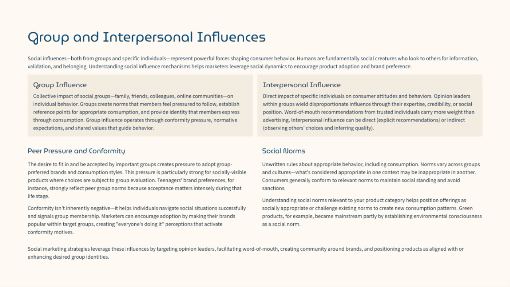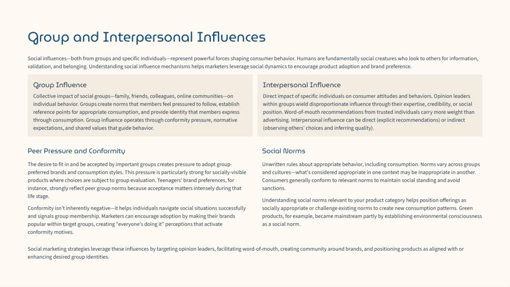Positioning products as aligned with or enhancing group identities can make them more appealing. People want products that reflect who they are or who they aspire to be. Understanding social norms relevant to your product category is crucial. These norms help us position our offerings as socially appropriate or even challenge existing norms to create new consumption patterns. For example, green products gained mainstream acceptance partly because environmental consciousness became a social norm. When we tap into these norms, our messaging resonates more deeply.